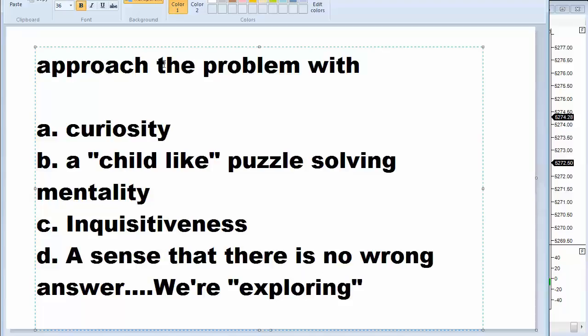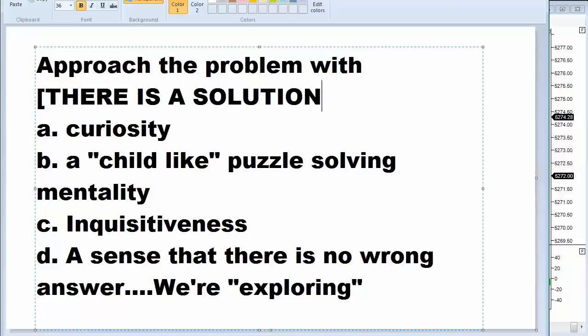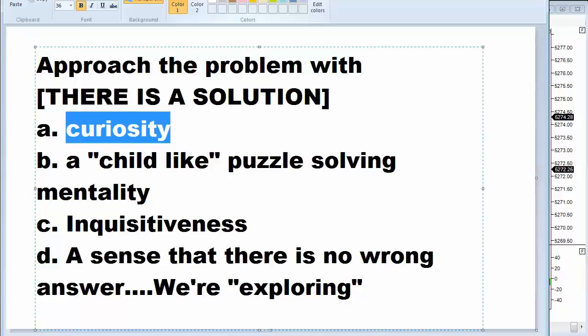So we want to approach the problem of discovering the time cycles for the banks and these moves that we're looking at. We want to preface it with the assumption there is a solution. It's there. That correct vision test, those correct lenses, they exist. We're going to find them. But if you don't approach it with a sense of curiosity, you're going to get really frustrated really quickly.